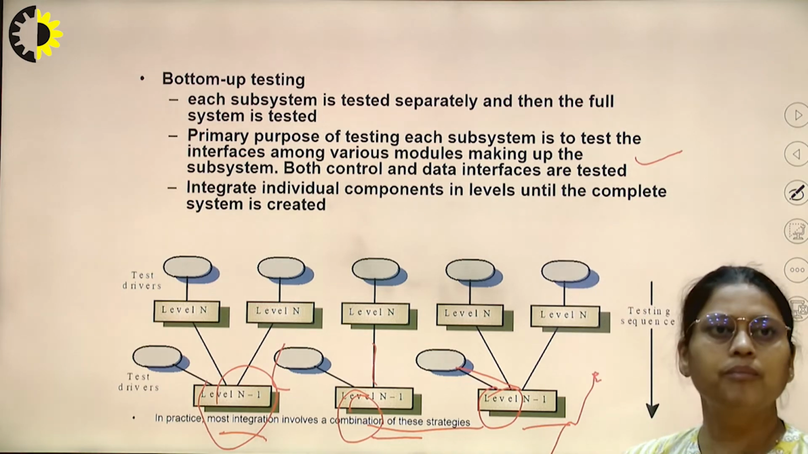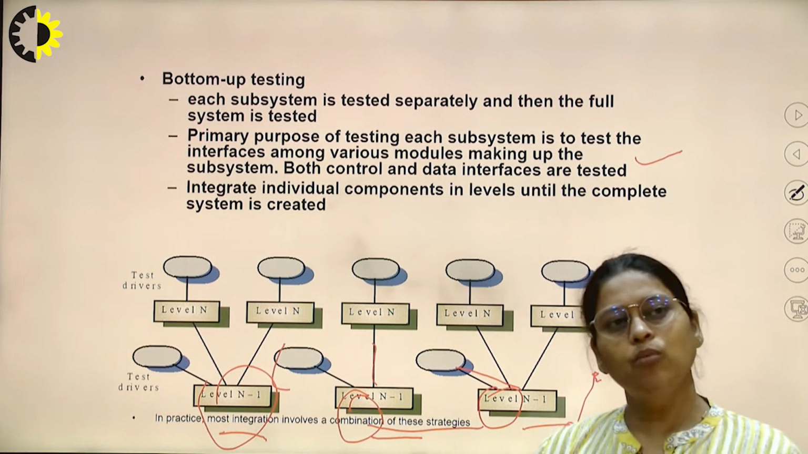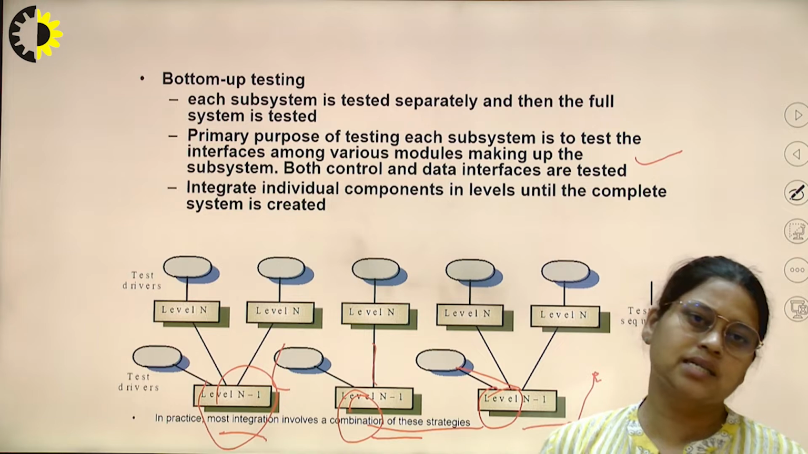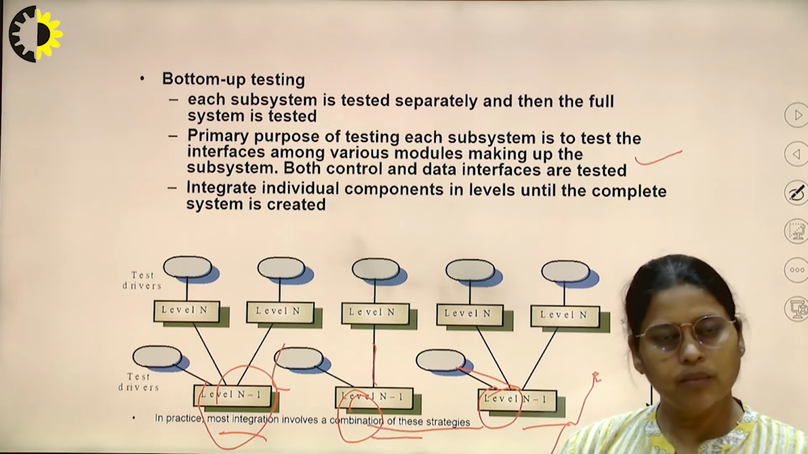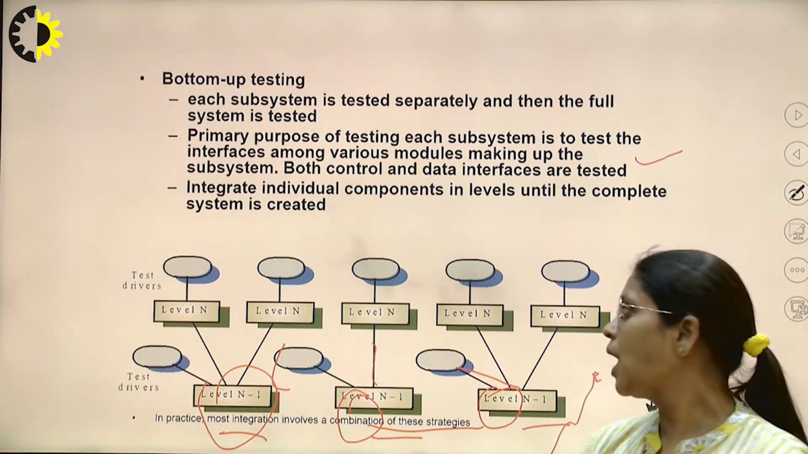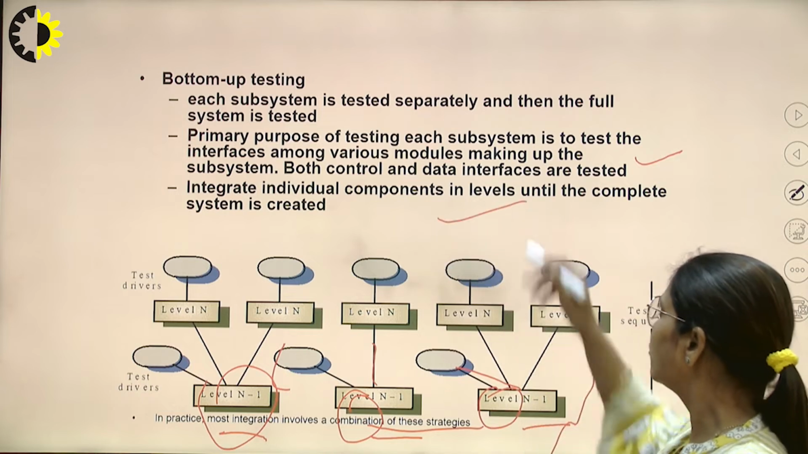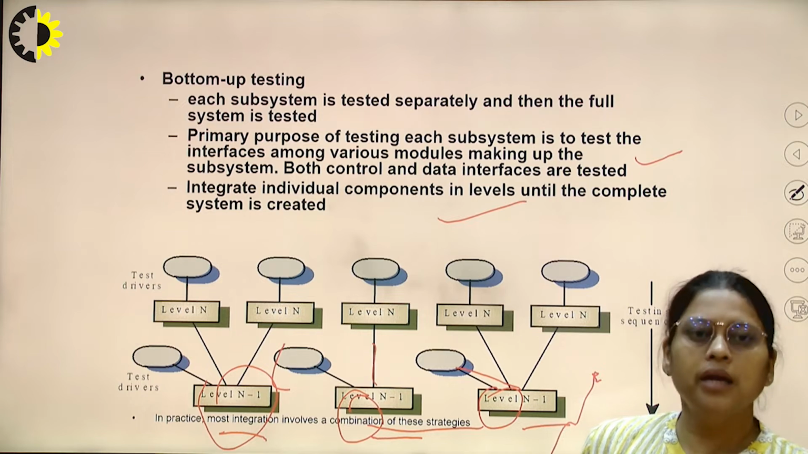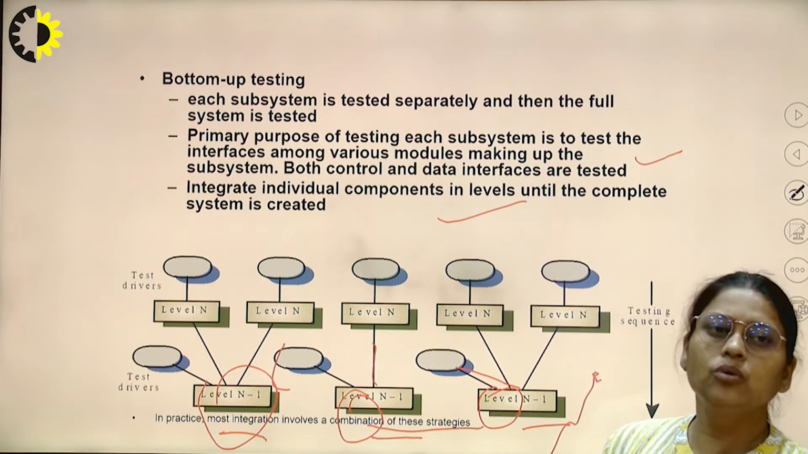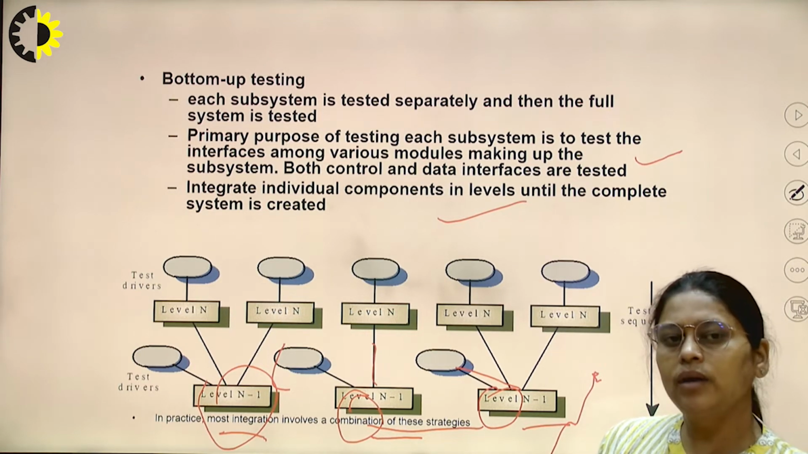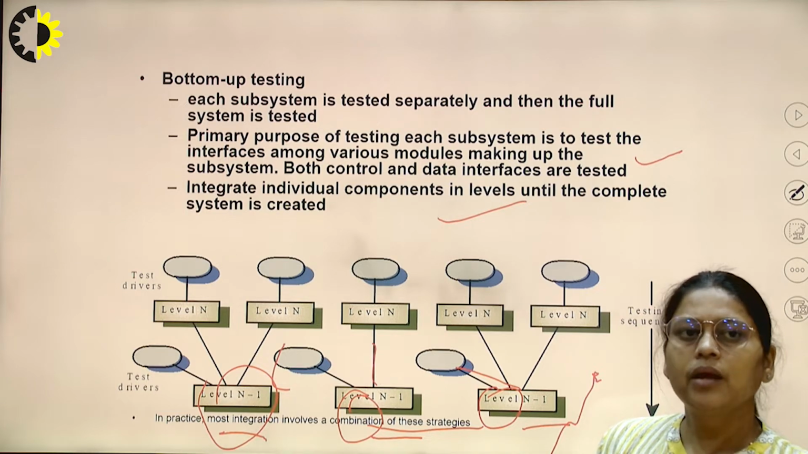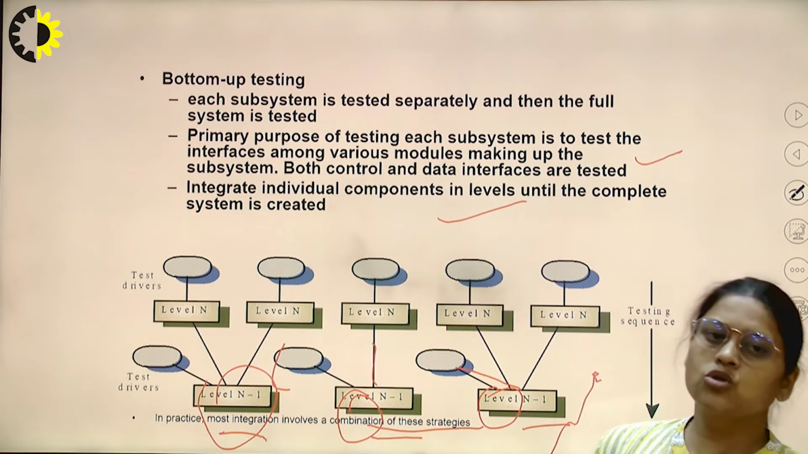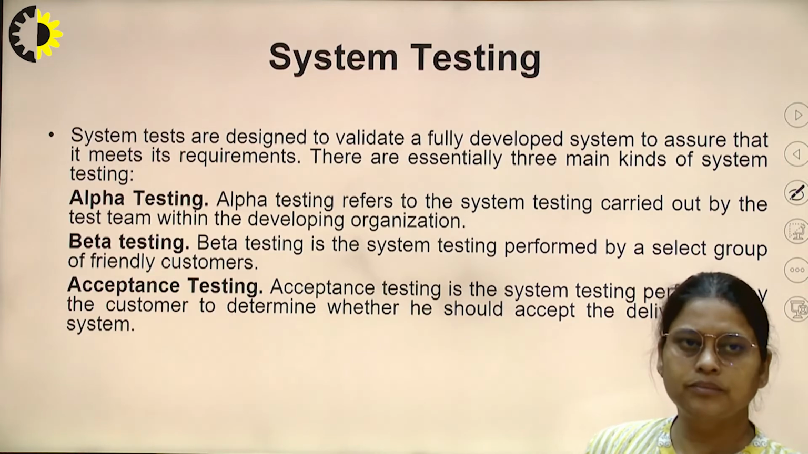to check the interface among the various modules making up the subsystem, and both control and data interfaces are tested in this bottom-up integration testing. We integrate the individual components in a level until the complete system is created. So, we have to test the software until the whole software has been tested.